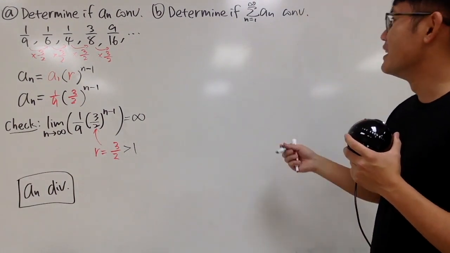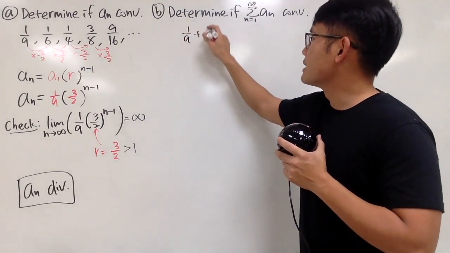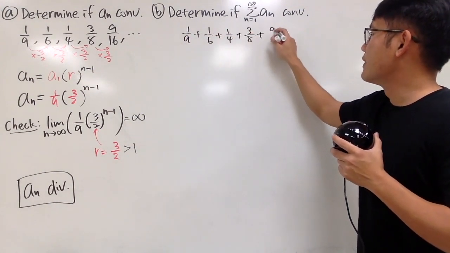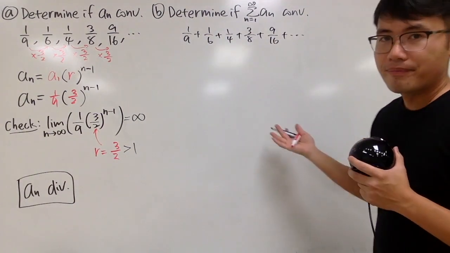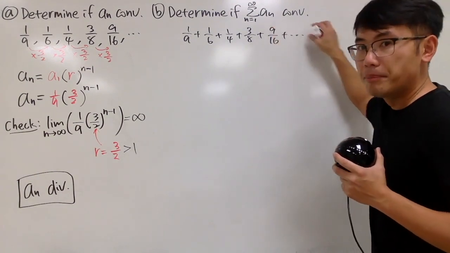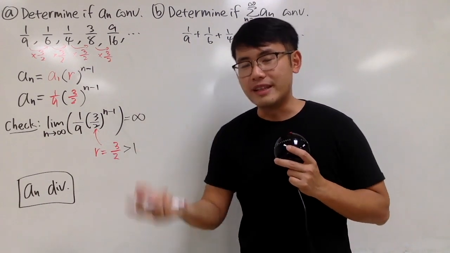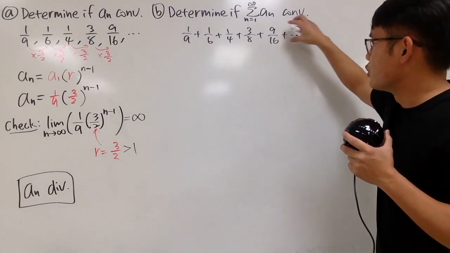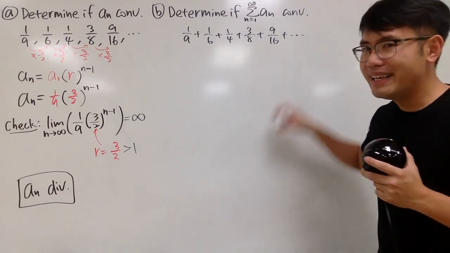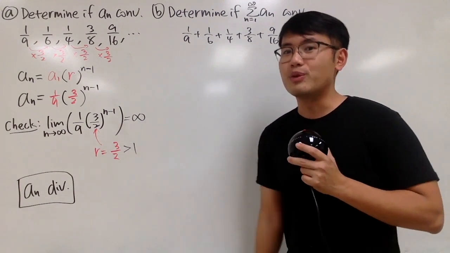Okay? Now let's take a look if we add up everybody from there. So this is a series situation. This right here is asking us to do 1 over 9 plus 1 over 6 plus 1 over 4 plus 3 over 8 plus 9 over 16, and so on, so on, so on. It might not be easy to see, but the truth is that these numbers are getting bigger and bigger because every time we multiply by 3 over 2, which is a number bigger than 1. So the next number is actually going to be bigger than this, and so on, so on, so on. And the deal is that eventually the term is going to be approaching infinity because we did the limit right there.